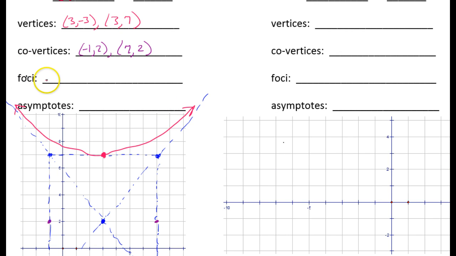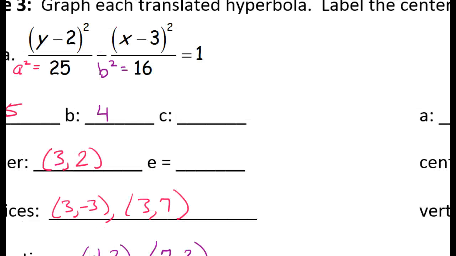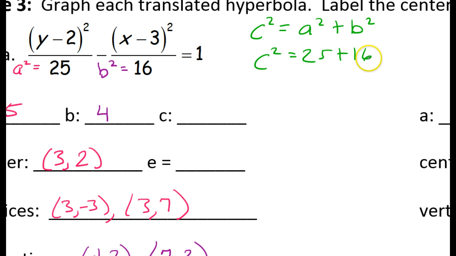We need to find the C value so we can fill in the foci. For hyperbolas, C squared is equal to A squared plus B squared. So that means C squared will equal 25 plus 16. So C squared is equal to 41. So C is equal to the square root of 41.